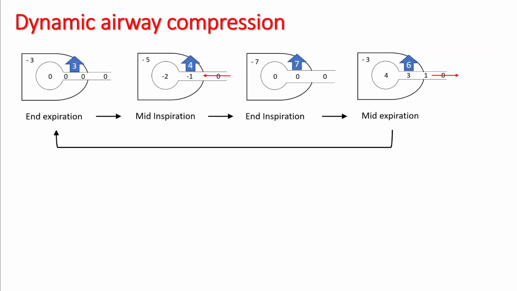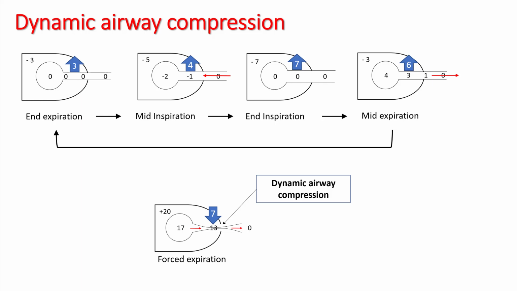One of the things that you will notice is that because of the negative intrapleural pressure during inspiration, the airways are more stretched and have lower resistance as compared to expiration. However, in forced expiration, the intrapleural pressure is more positive and can narrow the airways further, thus increasing the resistance and causing air trapping.